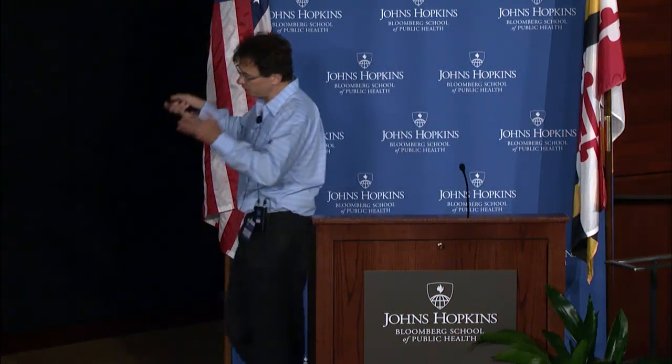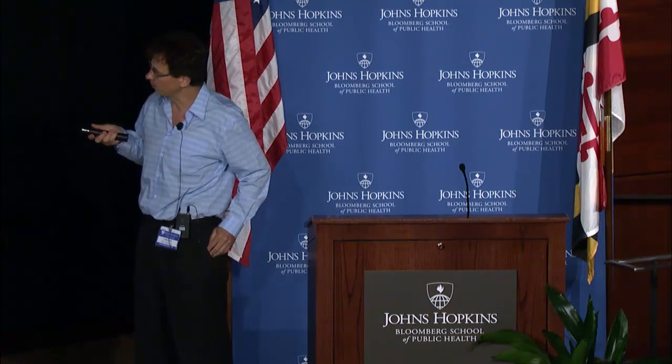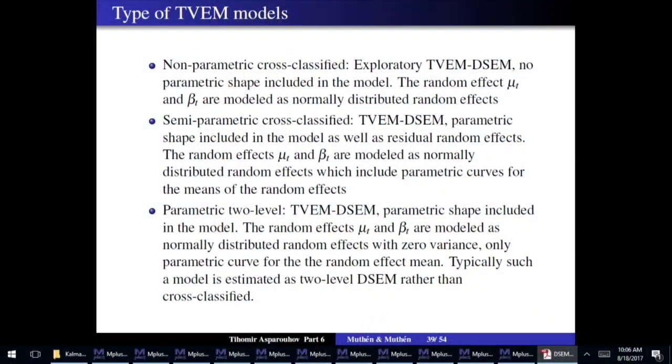The way I like to think about this, and I think Bengt was giving this yesterday, but it's such a new concept, it's always good to hear it twice and maybe several times. There are three models essentially that we separate, three models here that you can estimate. The first one I call non-parametric, the second one is semi-parametric, and the full one is full parametric. The first one we call the exploratory TVEM DSEM. We do not assume any parametric shape; no parametric shape is included in the model. We simply estimate this as completely, normally distributed random effects.